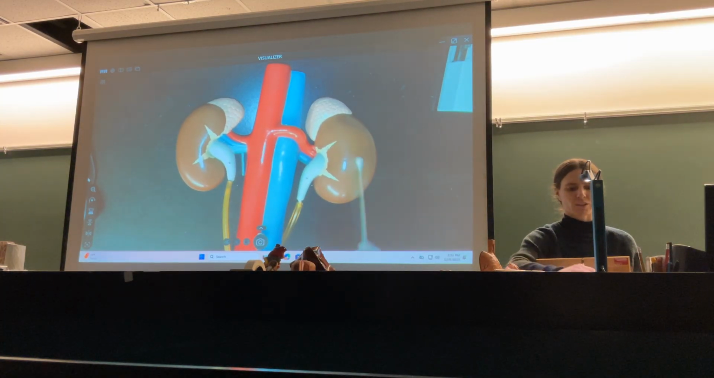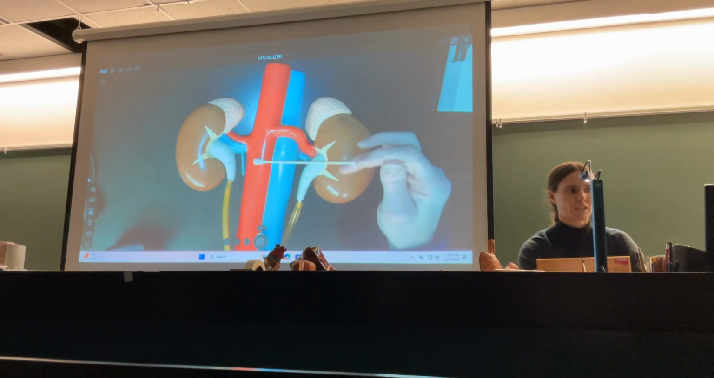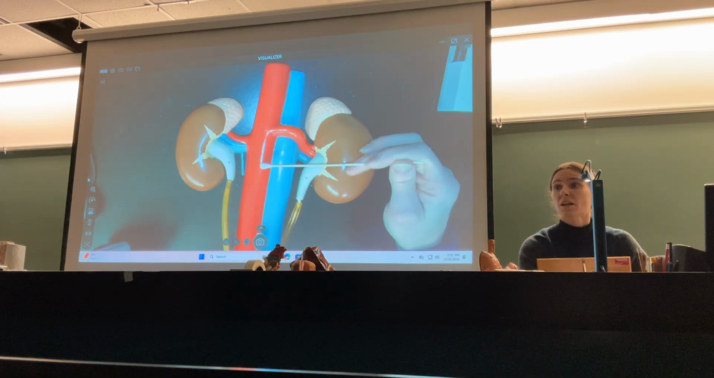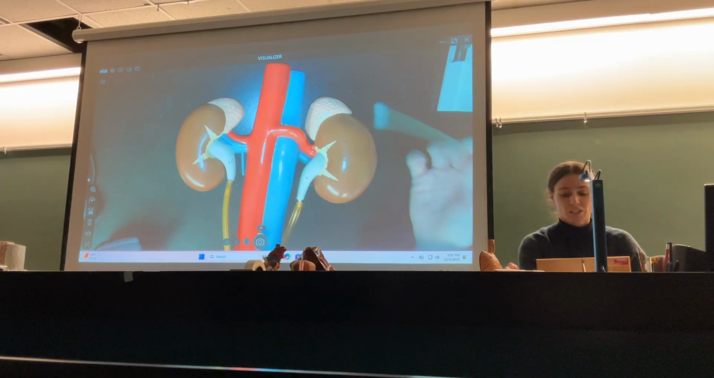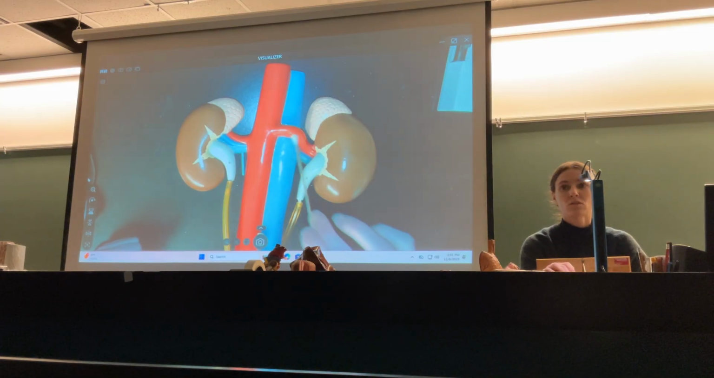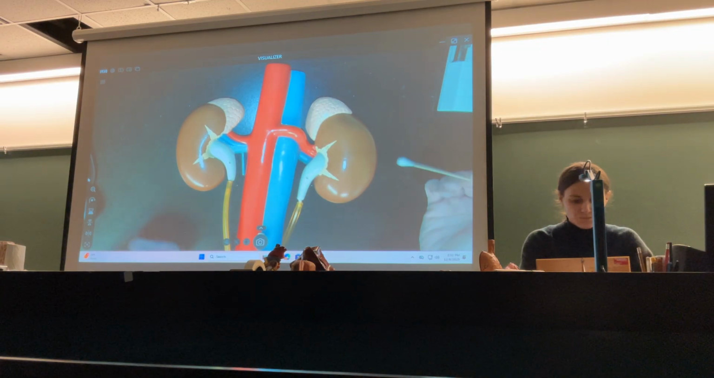Alright, what are these? Kidneys. What is this vessel right here? Yeah, the abdominal aorta. What about here? Inferior vena cava. What is this vessel? Renal arteries. What about here? Renal veins.